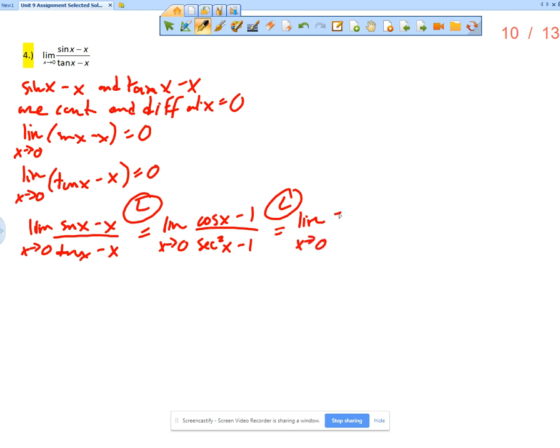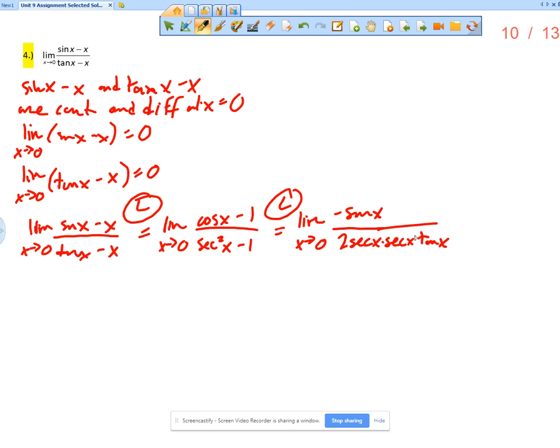all right, what's the derivative of cosine? Negative sine of x minus 0, right? Over the derivative of secant squared, that would be 2 secant x times the derivative of secant, which is secant x tangent x. And then, of course, minus the derivative of 1, which is 0. All right, and so then we have this.